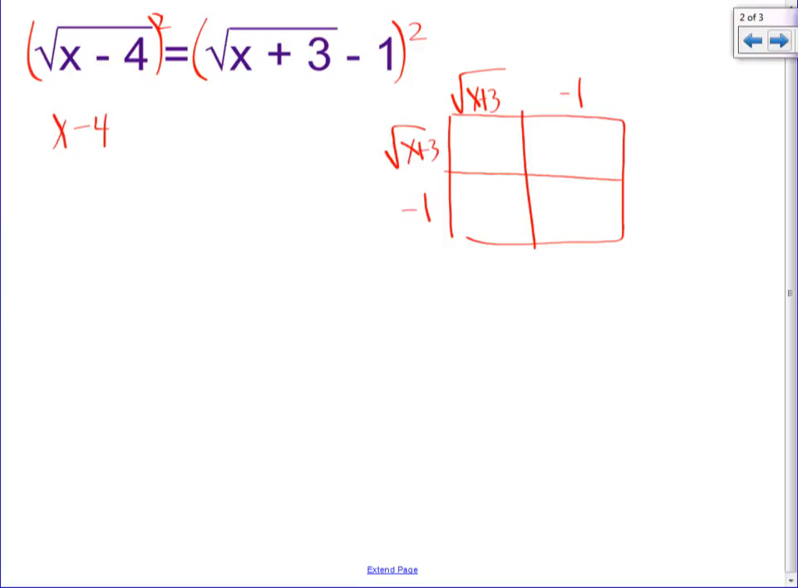Okay, so if we multiply these two roots together, that just gets rid of the root. And here we have negative root x plus 3, negative root x plus 3, and positive 1. All right, tell me how I should write this. We've got the first one, x plus 3, and then what? When we combine like terms, how do we write that? Then we got plus 1 on the end.